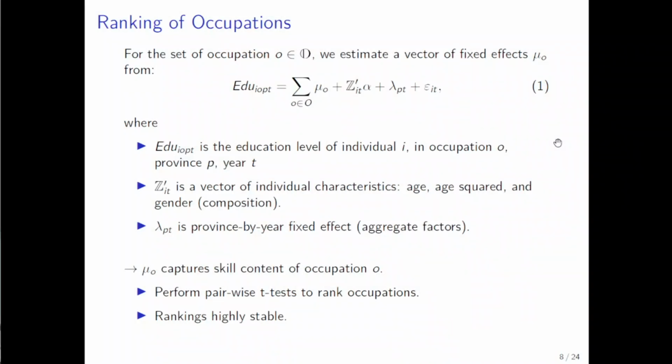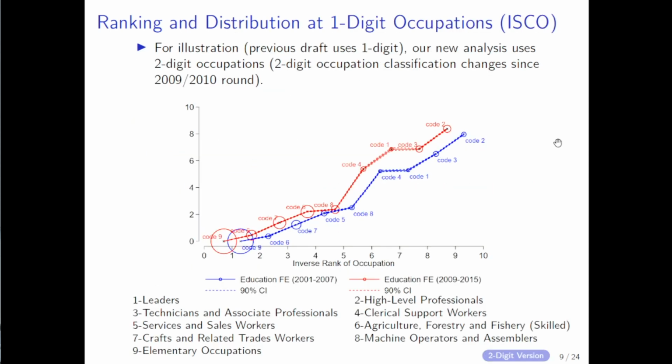We look at the education level of an individual I in occupation O, province P, in year T, and then we regress that on a bunch of individual characteristics like age, age squared, gender, and so on, and then we get a bunch of fixed effects. We have province by time, and then we have the occupation fixed effects. So once we get the occupation fixed effects, we can actually rank these occupations. So, rankings are highly stable.